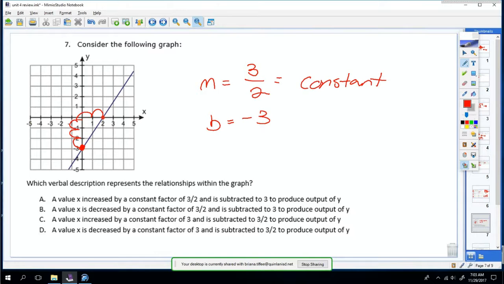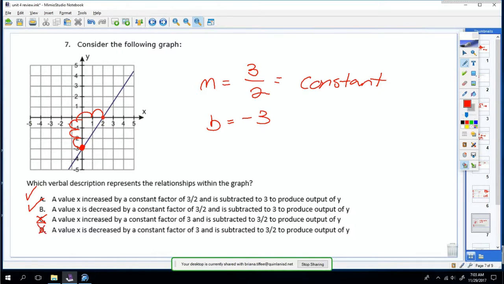So this is our constant. So we have to figure out where it says the constant is 3/2. Well, it says x value increases by constant 3/2. That's good. X value decreases by constant 3/2. That's good. X value increases by constant of 3. That's not good. X value decreases by constant factor of 3. That's not good. So A and B are good so far.